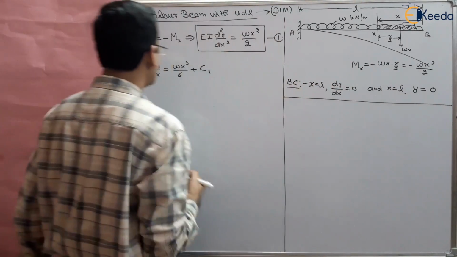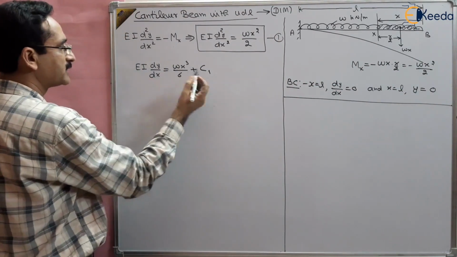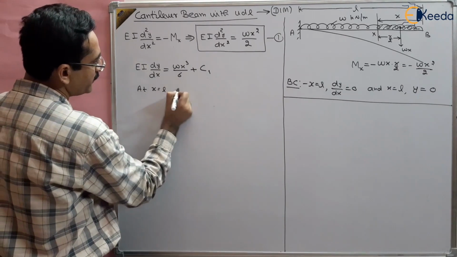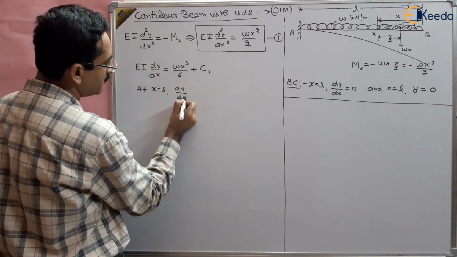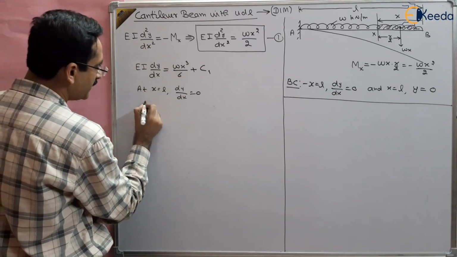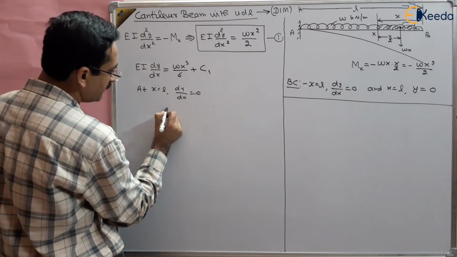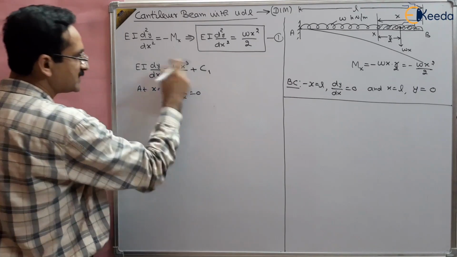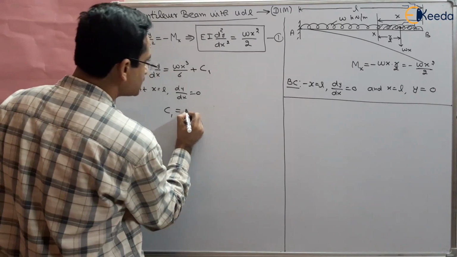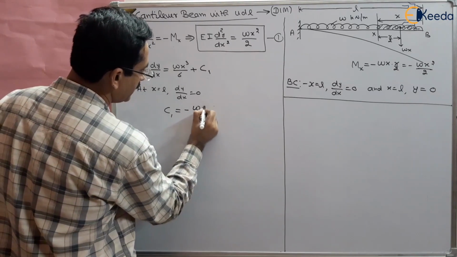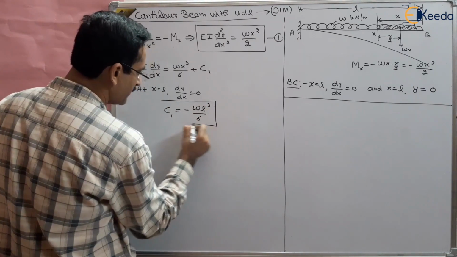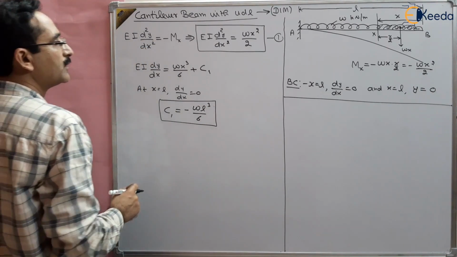So put this boundary condition, dy by dx is 0 at x is equal to L. So at x equal to L, dy by dx will be equal to 0. Put it here, you will get the value of C1. So EI times this is 0. By solving this, you will get C1. So C1 will be equal to minus wL cube by 6. So this is the constant C1, right?